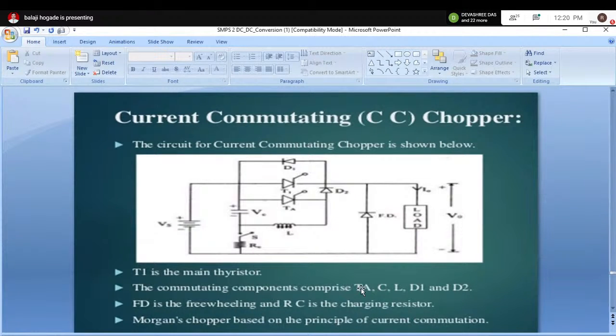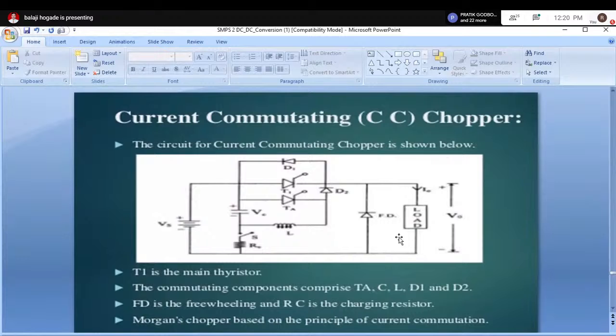The commutating circuit consists of the auxiliary SCR, capacitor, inductor, D1 and D2. And FD is the freewheeling diode. When the load is inductive, the stored energy in the inductor will be freewheeled through this path. It is a freewheeling diode. This current commutation chopper is used in Morgan's chopper.